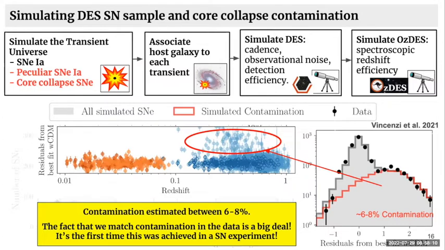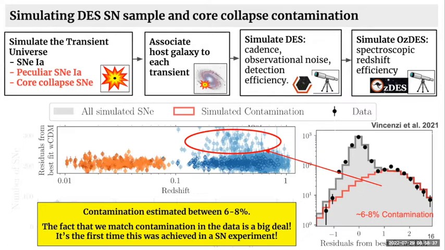Here you see in gray all simulated supernovae. In red, I highlighted the contamination. The match between observation and simulation is remarkable. And I want to really highlight that in our simulations, nothing was tuned to produce this match in the distribution histograms.